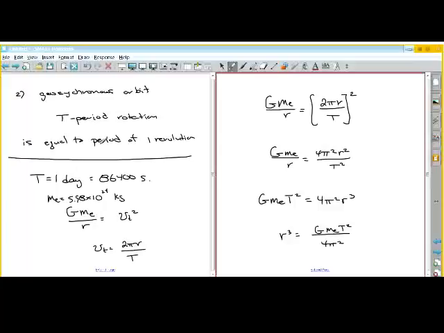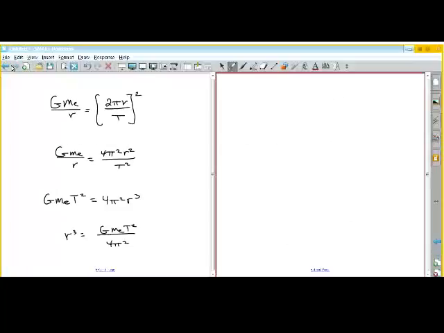So that's how a geosynchronous orbit works. I'm giving you the period, which gives us enough information to substitute into here where we only have one unknown, which is the radius. Okay, so those are the kind of things you need to be prepared for as far as gravitational force in satellites.